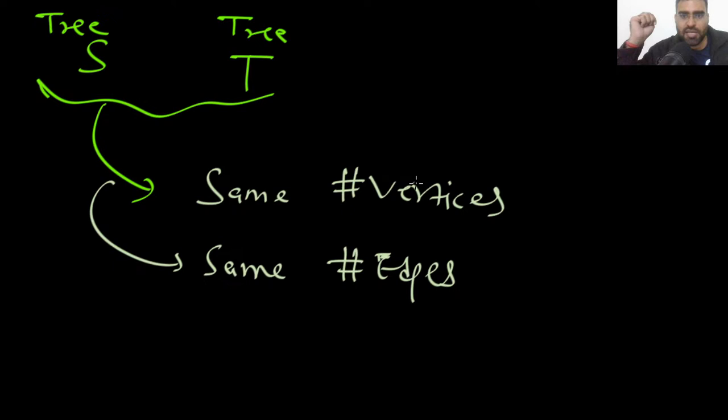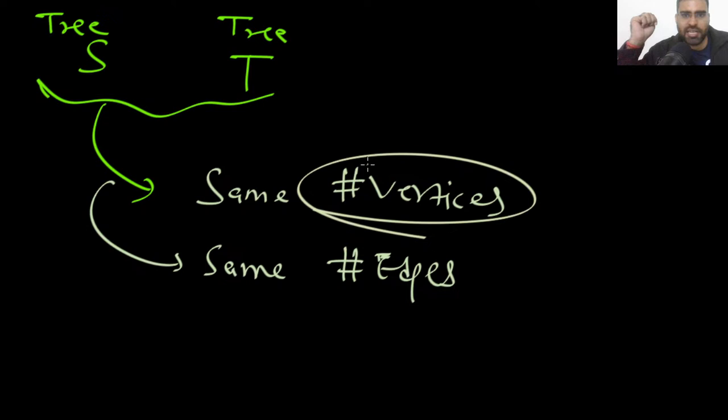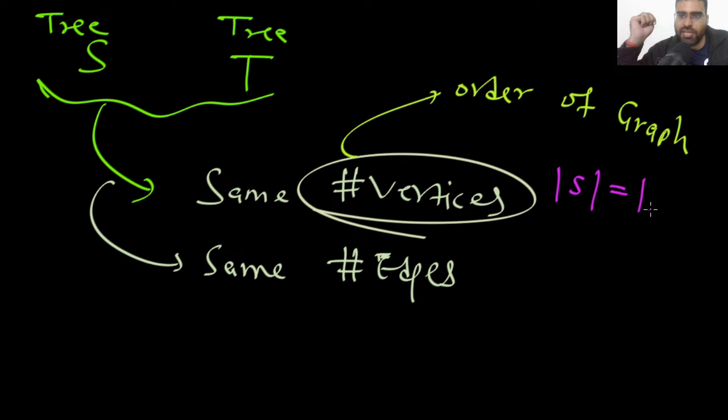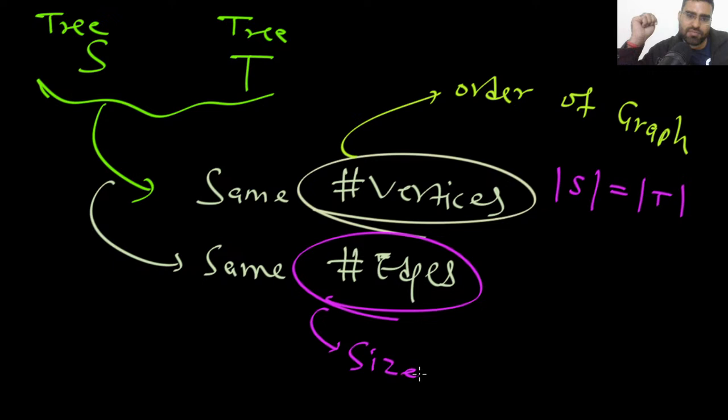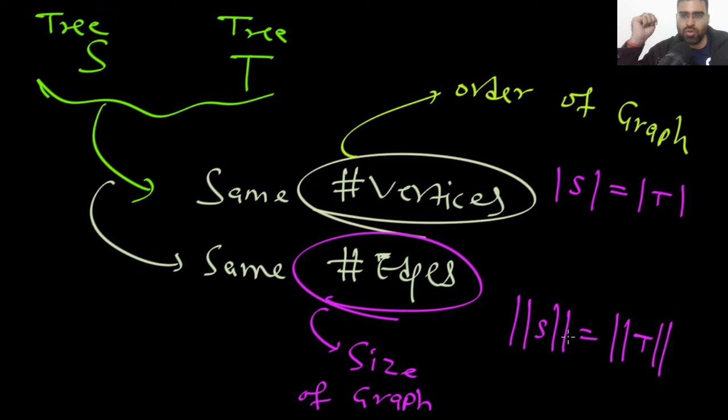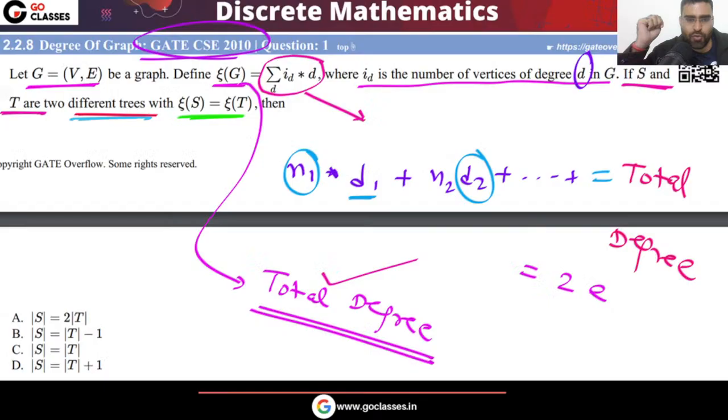See, the number of vertices is called the order. Do you agree? I told you something like order. The number of vertices is also called the order of the graph, and we denote it like this. And the number of edges is called the size of the graph, and we denote it like this. So I can say this also will be this. So for this question, the answer will be option C.